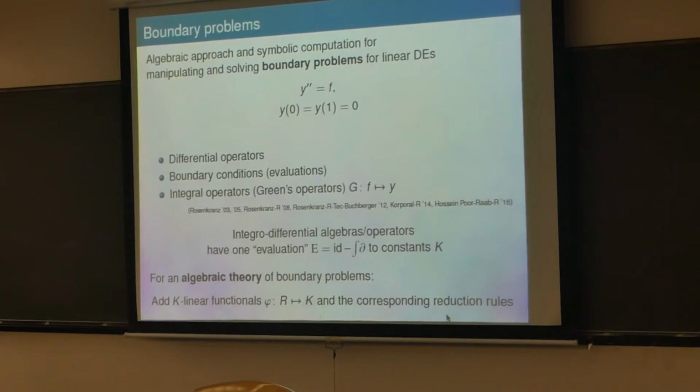So what you can do, also in this more general setting, is add to your algebra an arbitrary family of k-linear functionals and add the corresponding reduction rules, and then you can compute also in this more general algebra. And by a similar approach to the one we have, you can then develop quite far a purely algebraic theory of boundary value problems also in this generalized setting that I've presented.